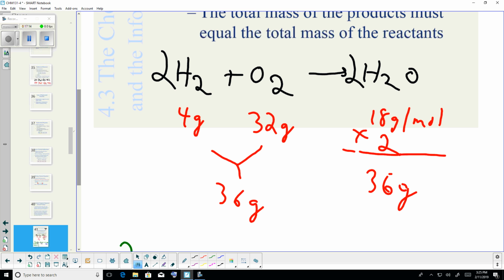We end up with 2 moles of water. Water is 18 grams per mole, 2 hydrogens, that's 2. Oxygen is 16, so that's 18. Times 2 is 36. So we start off with 36 grams of material. We end up with 36 grams of material. Law of conservation of mass.